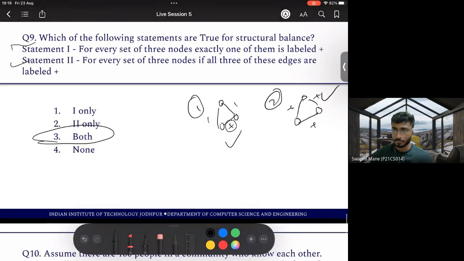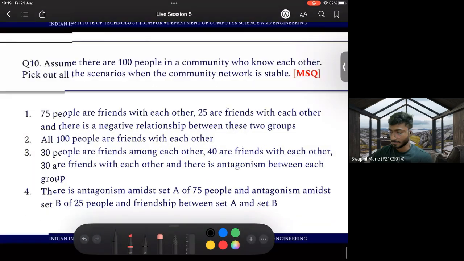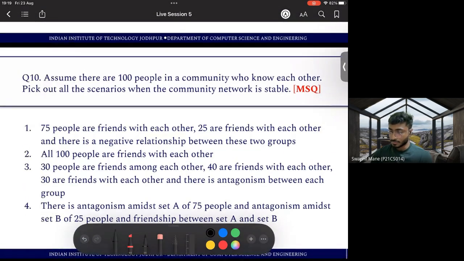I hope you guys understood. The last question: assume there are 100 people in the community who know each other, pick out all the scenarios when the community network is stable. Take some time, please look into this question and let me know what the correct answer is actually.